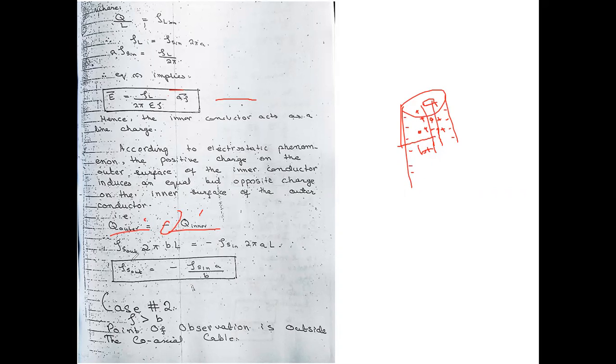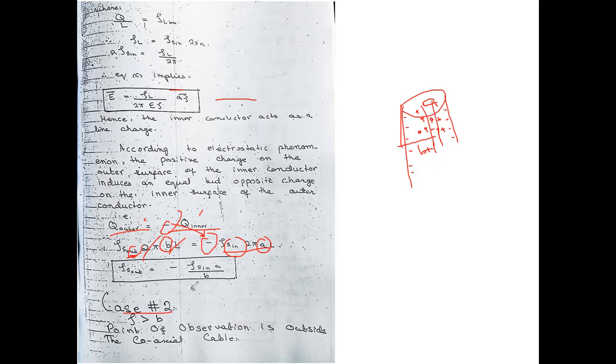So rho S out, now for the outer, is 2 pi B L, because the radius for the outer conductor is B. It is the same equation, but the only difference is this minus because of the opposite charge, and the other difference is that here it is out, and B is the radius of the outer conductor, A is the radius of the inner conductor. So L and 2 pi will be cancelled out. We will be left with only rho S out is equal to minus rho S in A divided by B.